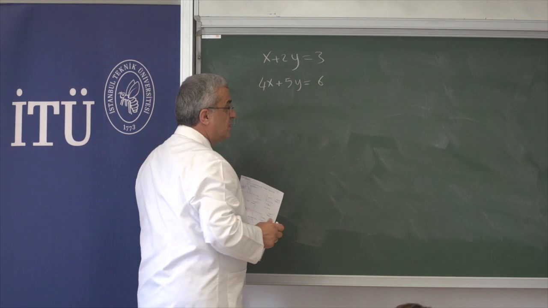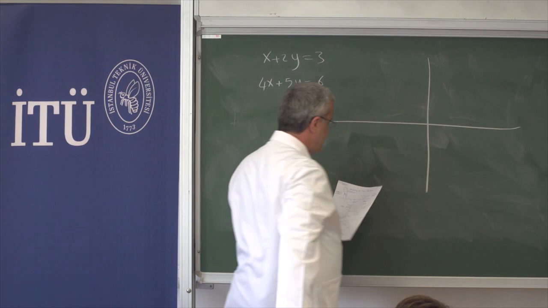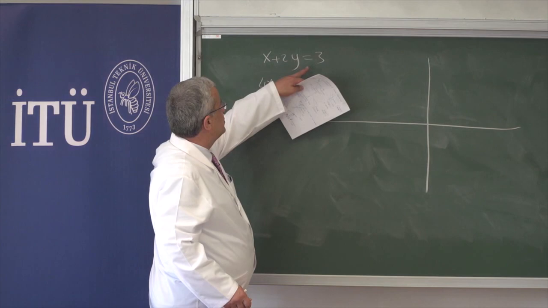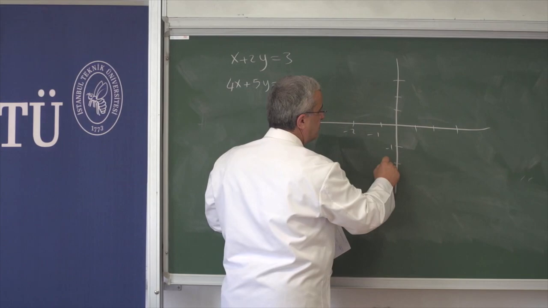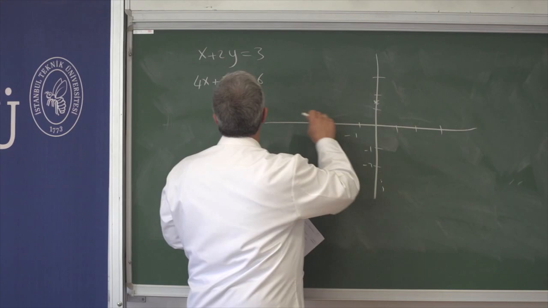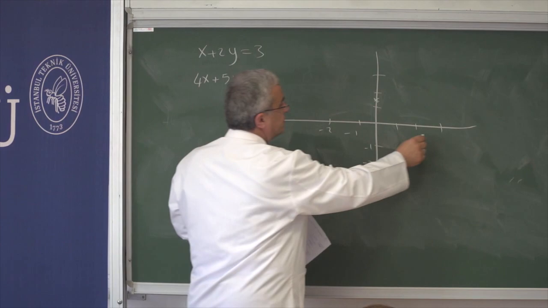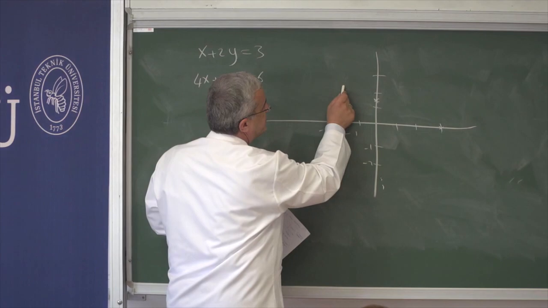So as we explained before, if you want to plot these things, say when x is equal to 0, y is equal to 3 over 2. So this is 1, 2, 3, 1, 2, 3, minus 1. So it passes from here. And when y is equal to 0, x is equal to 3. So it is this. So this equation geometrically means this line, right?